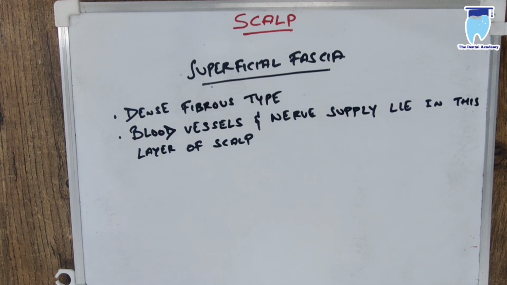The next layer we'll be talking about is the superficial fascia, also known as the connective tissue. This layer is dense and fibrous, and its major function is that it contains blood vessels and nerve supply. The blood vessels and nerve supply lie in this region of the scalp.